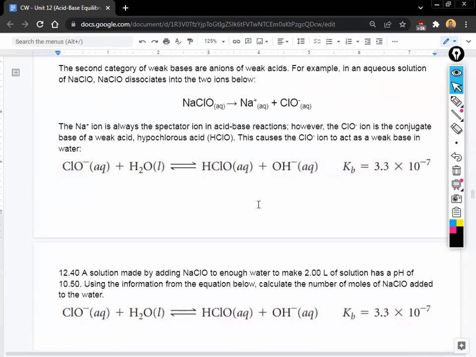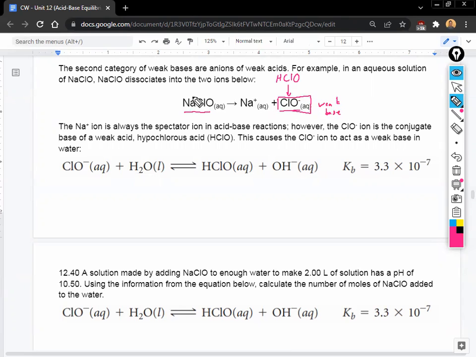The second type of weak bases are the anions of weak acids. For example, we have this compound right here. This is a salt, NaClO, and it can break down into Na plus and ClO minus. You should see that Na is a spectator ion because it's just an ion. But ClO minus is the conjugate base of a weak acid because we can have HClO. HClO can also turn into ClO minus. And so this right here is a weak base.